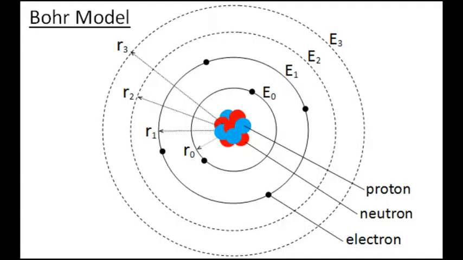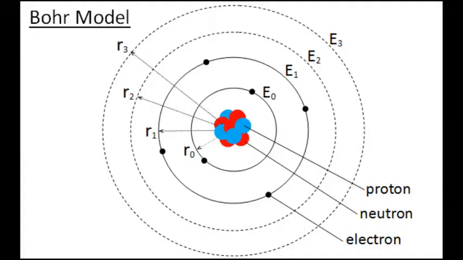Now, with our understanding of quantum mechanics these days, we know that this model of the atom is wrong. But we still use it, and it's still taught in schools, because some of the basic ideas are correct. And if nothing else, it's at least much simpler to understand than the quantum mechanics model of the atom.